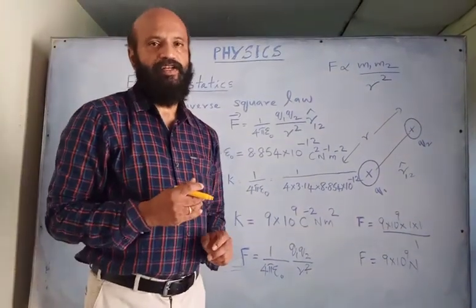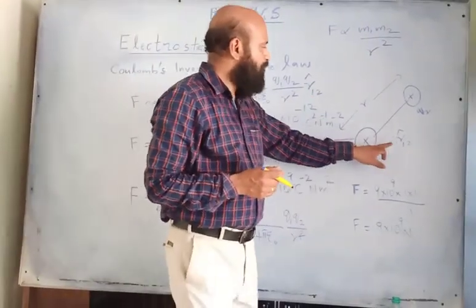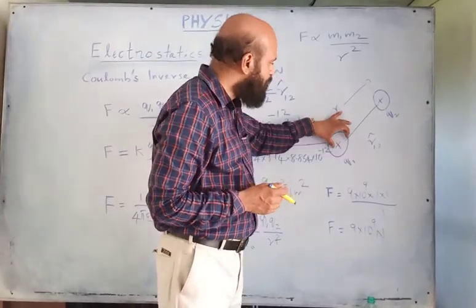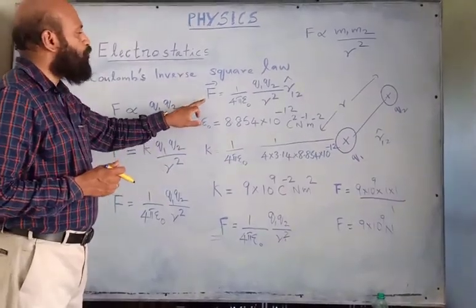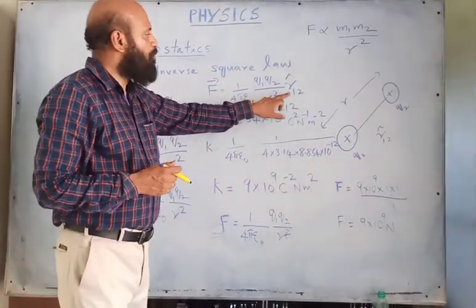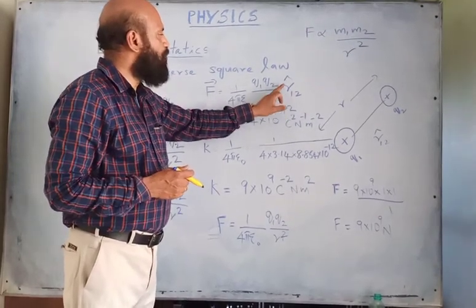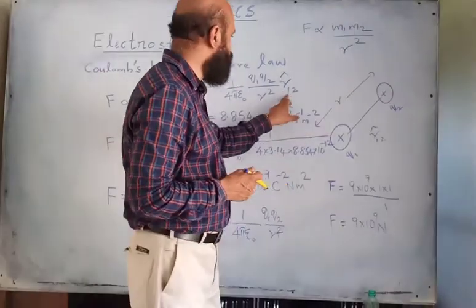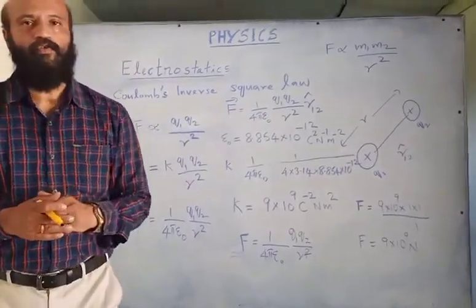Force is a vector quantity. To represent it in vector form, we take the unit vector r12 cap. It is a unit vector from the first charge to the second charge. So in vector notation, the force between the charges can be written like this. To represent the direction of the force, we write r cap, a unit vector from the first charge to the second charge. This epsilon 0 is the permittivity of free space.